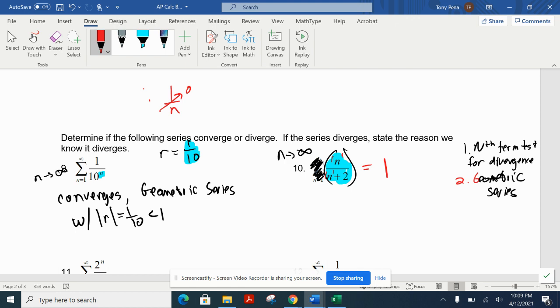The nth term test tells us this has to go to 0 for us to have any chance of converging. So because our limit is 1, what that allows us to conclude right away without really any other work is that this diverges. And then you would say nth term test.